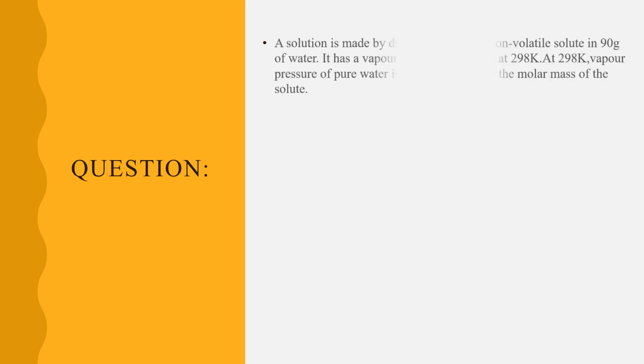So one question is there. A solution is made by dissolving 30 gram of a non-volatile solute in 90 gram of water. So the weight of solute is given, that is 30 gram, and it is dissolved in 90 gram of water. It has a vapor pressure of 2.8 kilopascal at 298 Kelvin. At 298 Kelvin, the vapor pressure of pure water is 3.64 kilopascal. Calculate the molar mass of the solute.